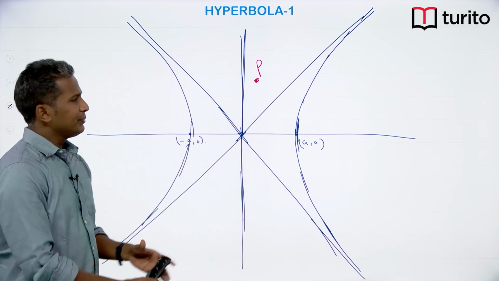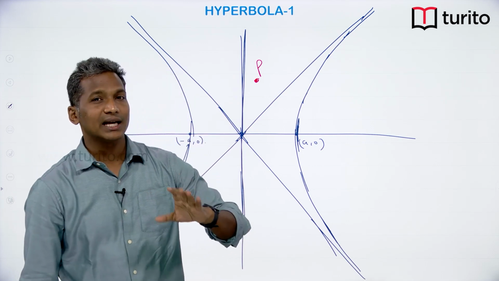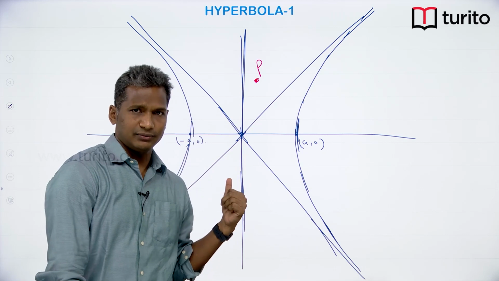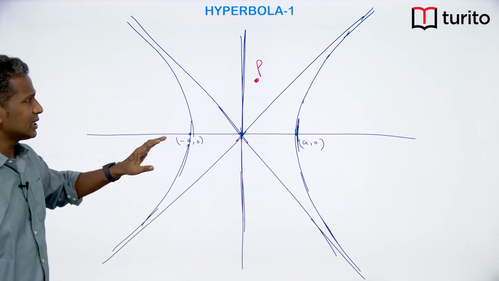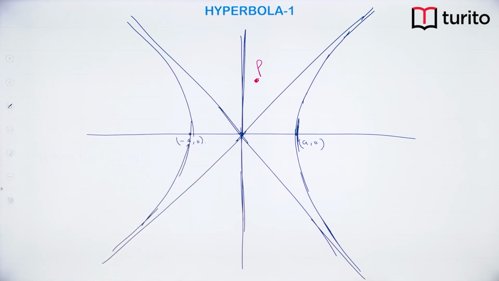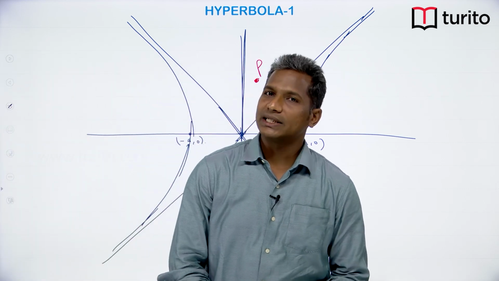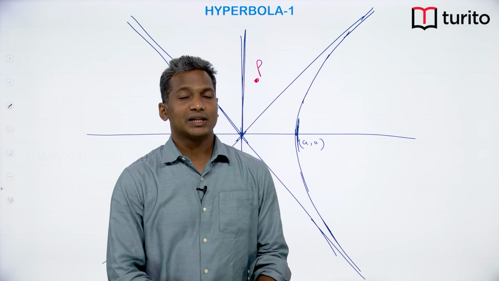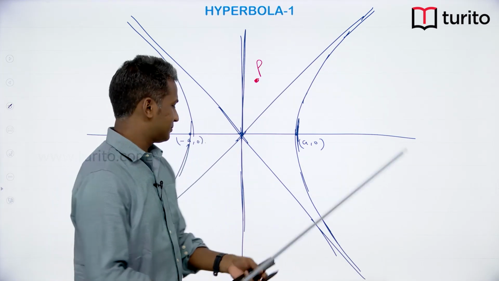Now, tell me, through this point P, how many tangents can be drawn to this curve? Just think. How many tangents can be drawn through P to this curve? You might be thinking that 4 tangents can be drawn. No, that is wrong. For that, I have taken a stick here. I will explain it with the stick.